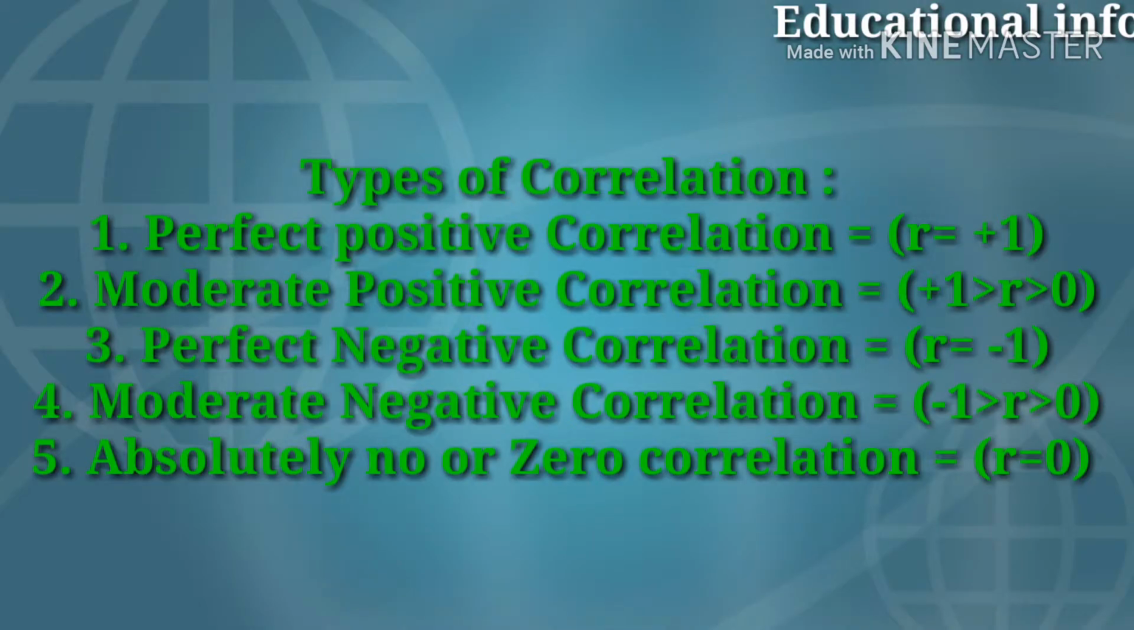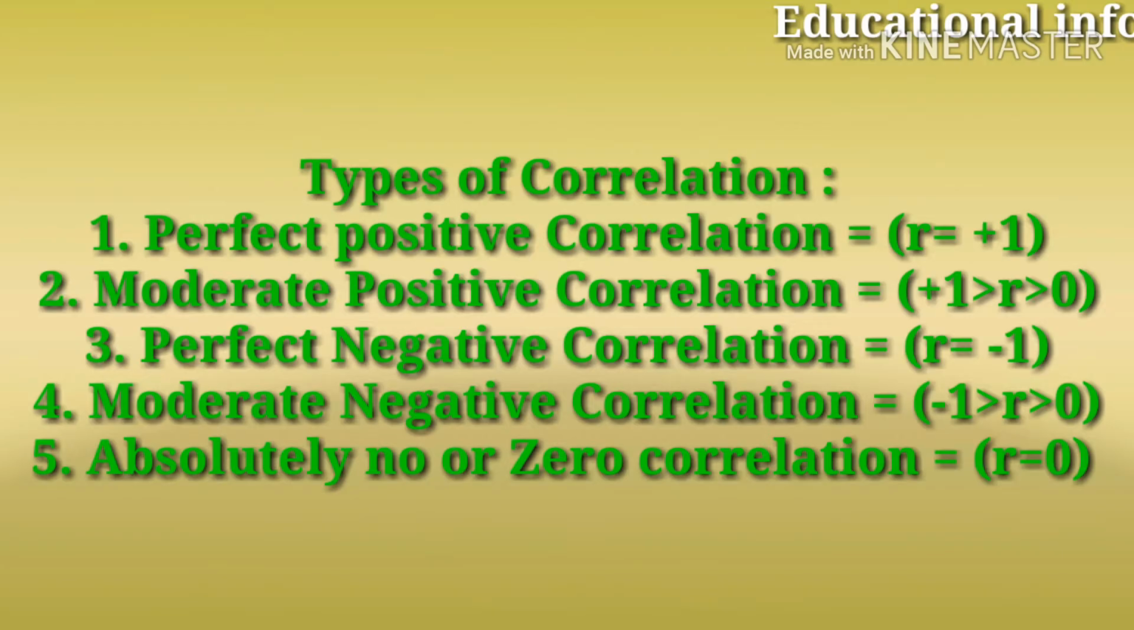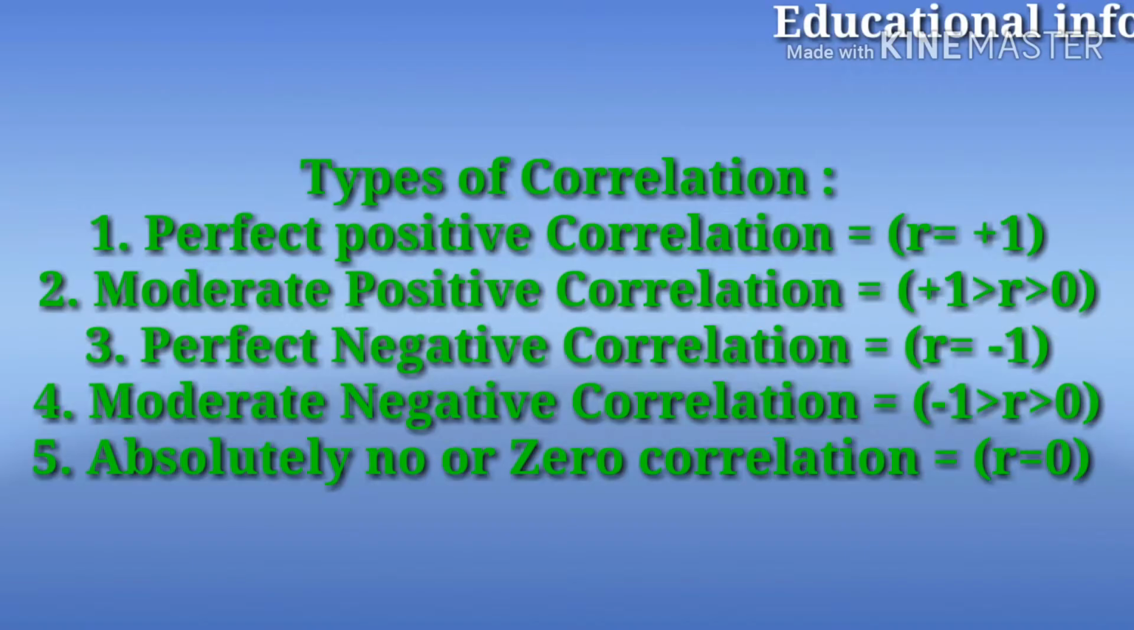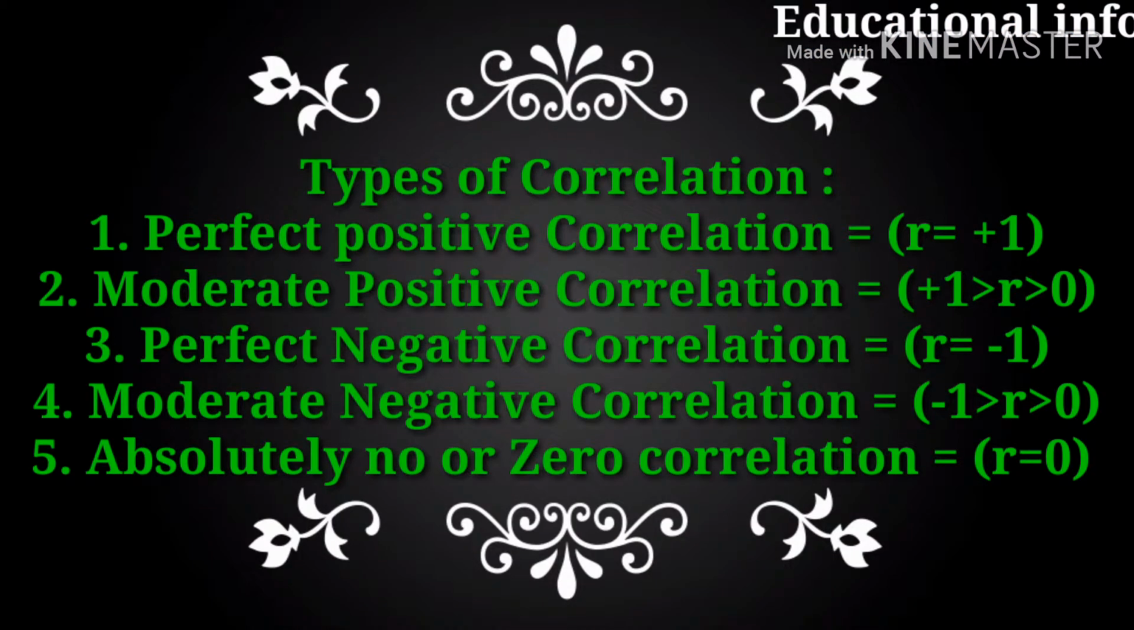There are 5 types of correlation as given below. First is the perfect positive correlation, where r is equal to +1. The second is the moderate positive correlation, whose result lies between +1 and 0, greater than 0. Perfect negative correlation is where r is equal to -1, and moderate negative correlation is where r is greater than -1 but less than 0, and absolutely no or zero correlation, which means r is equal to 0.